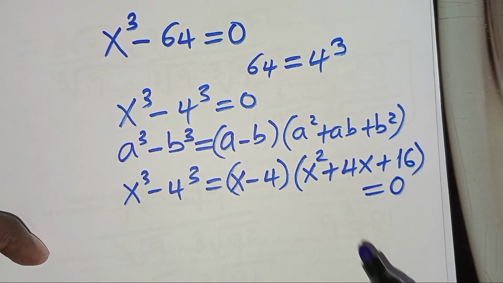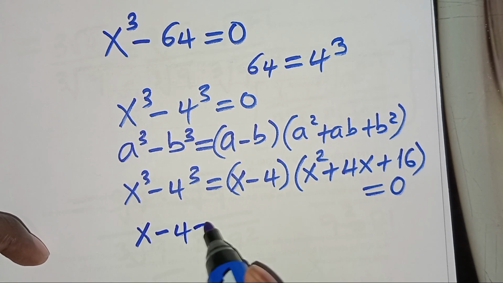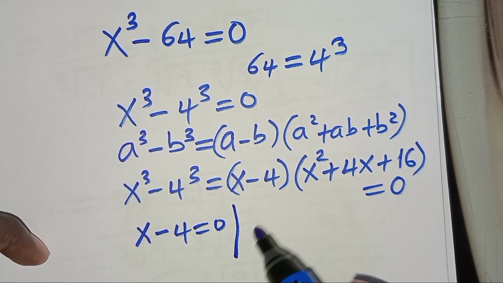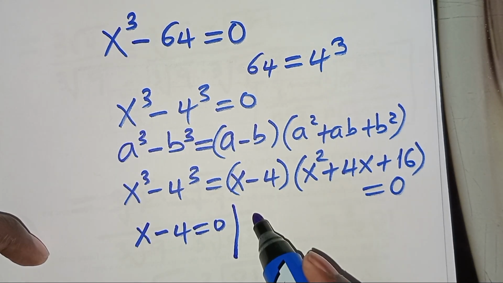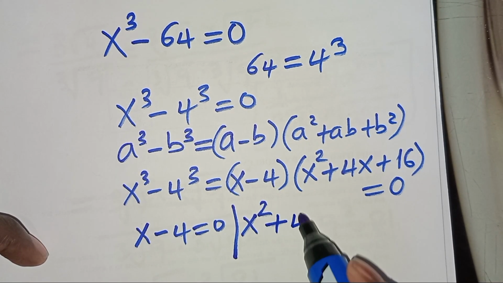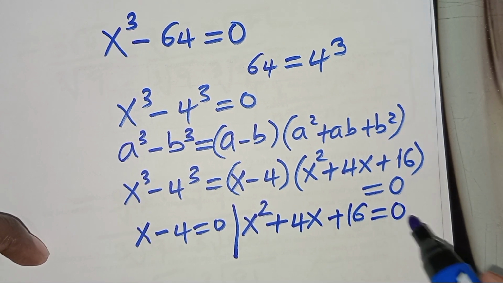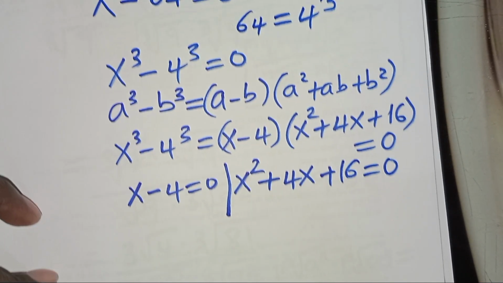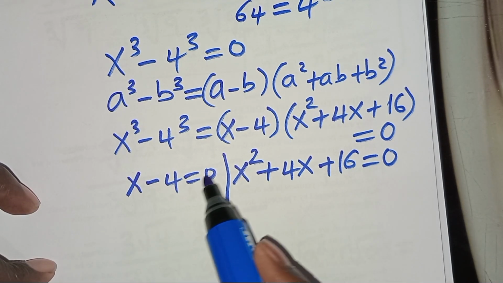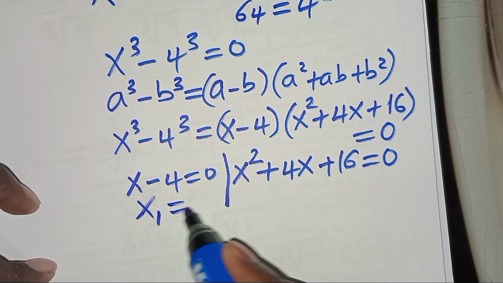Now, as you can see, here we have two parts. The first part is x subtract 4 equal to 0. And the second part is a quadratic equation, which is x squared plus 4x plus 16 equal to 0. Now, x minus 4 equal to 0 means that x, you can call this one x1, is equal to 4.